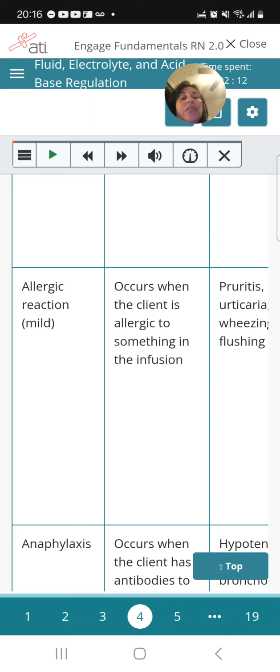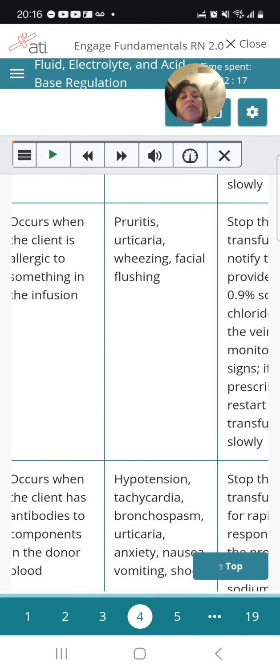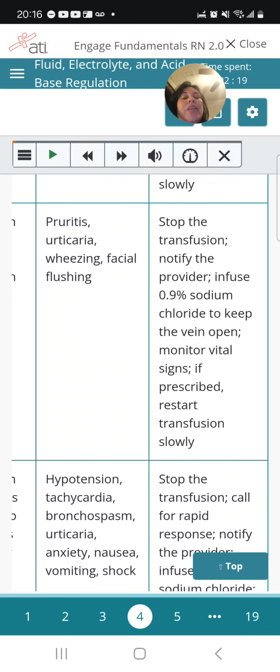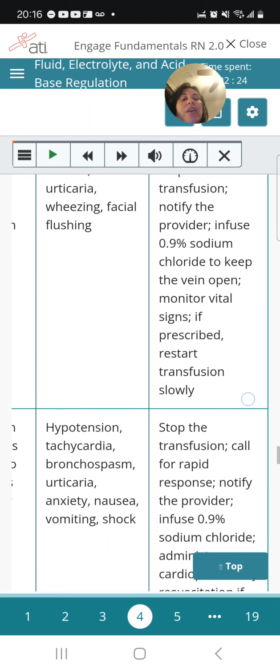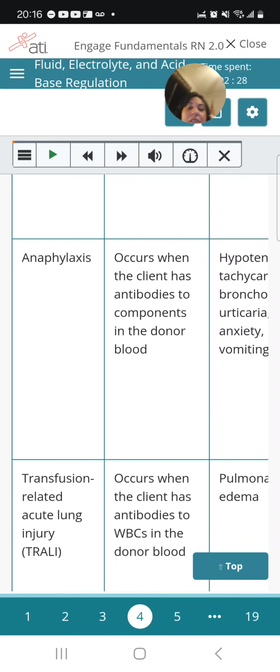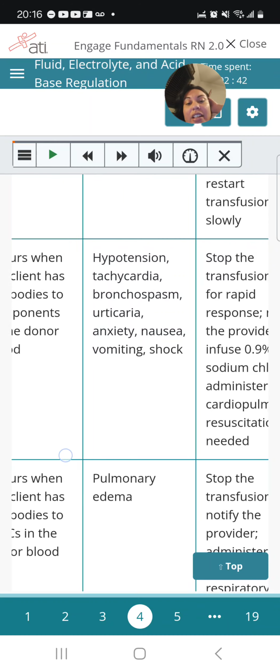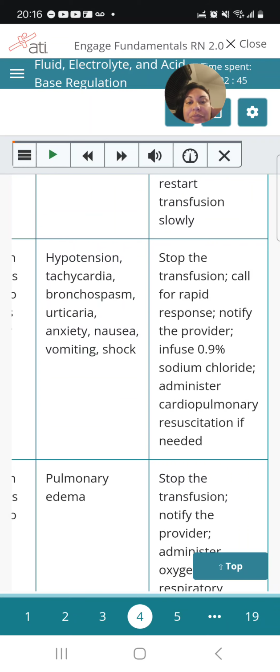Mild allergic reaction occurs when the client is allergic to something in the infusion. Signs are pruritus, urticaria, wheezing, and facial flushing. Stop the infusion, notify the provider, infuse 0.9% sodium chloride to keep the vein open, and monitor vital signs. If prescribed, restart. Anaphylaxis occurs when the client has antibodies to components of the donor's blood. Signs are hypotension, tachycardia, bronchial spasm, urticaria, anxiety, nausea, vomiting, and shock.